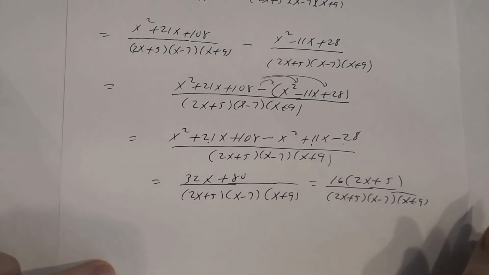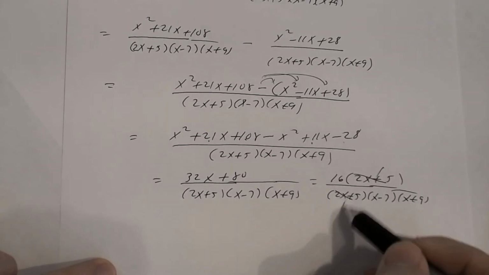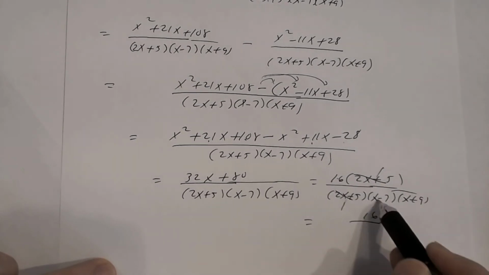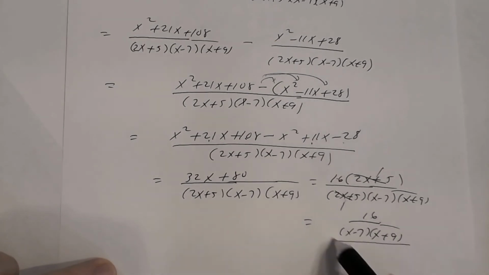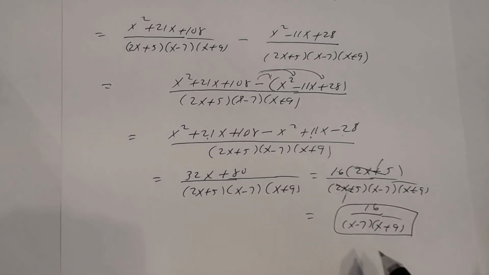And then finally, we reduce. So notice I can reduce the 2x plus 5s, and that's all I can do. So the answer will be 16 divided by x minus 7 times x plus 9. And leave the answer in factored form. Don't multiply the denominator out. So that's the answer.